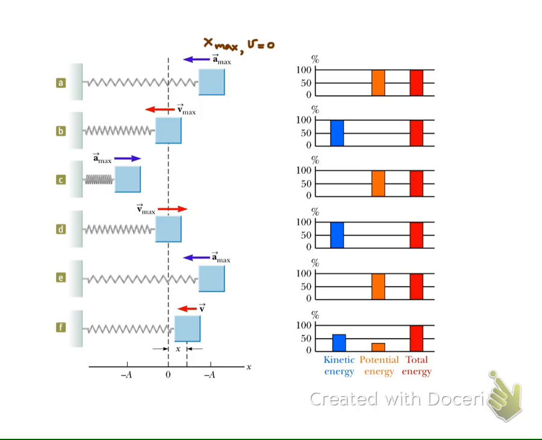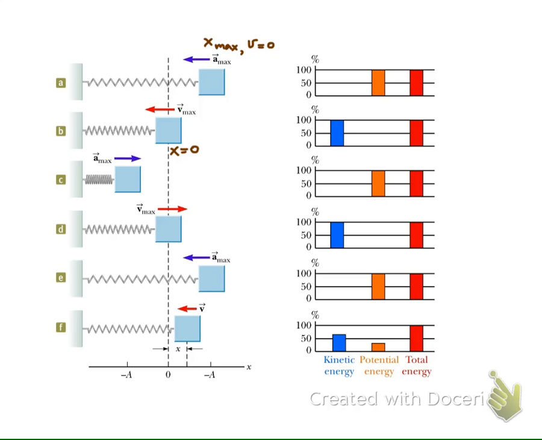In contrast, at the equilibrium point, here x is equal to 0, and the velocity of the object has maximum value. So if you look at the energy diagram, you can see that the kinetic energy is maximum here, while the potential energy is 0. However, the total energy of the system is still constant.